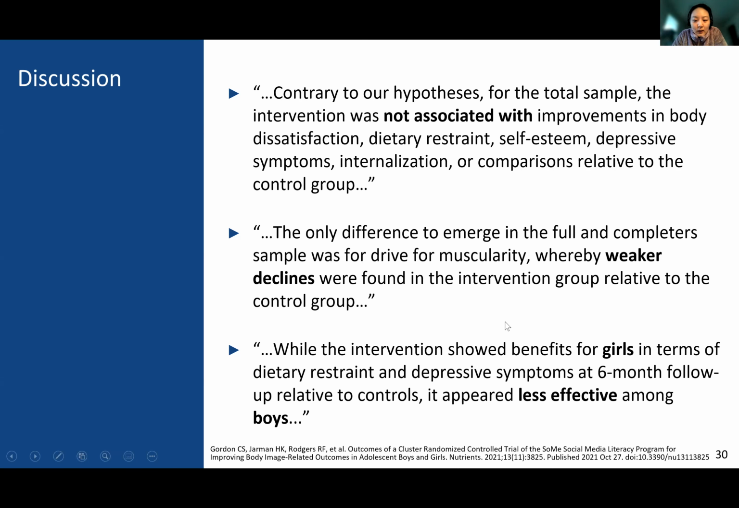There are benefits for the intervention shown in the girls in terms of dietary restraint and depressive symptoms at 6 months follow-up relative to the controls, but it appears to be less effective among boys. So there is a gender difference, but it's very weak.